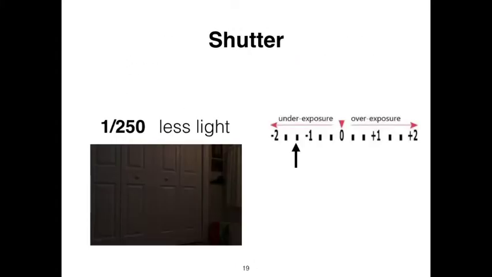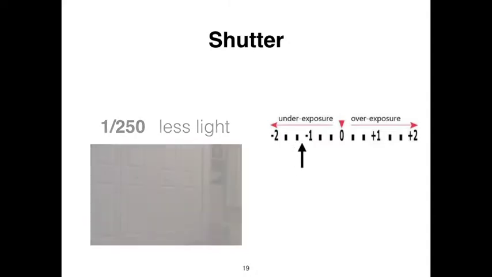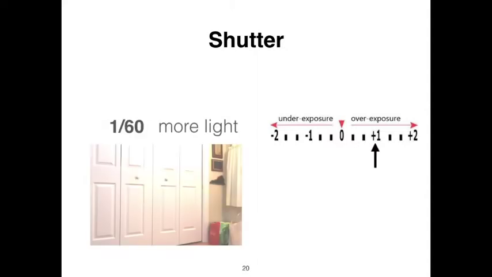Let's say you have a shutter speed of 250th of a second. The meter shows that you have less light and therefore is underexposed. By slowing the shutter down, for example to 60th of a second, the meter now indicates too much light and therefore is overexposed.